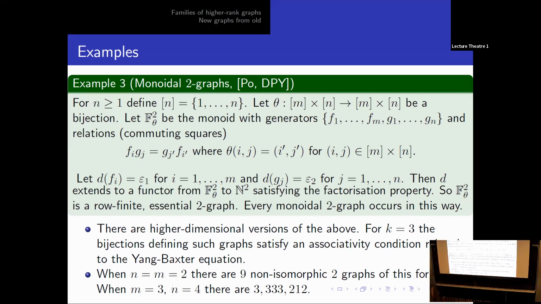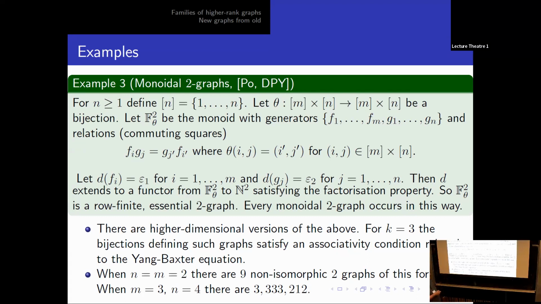Who said there are not enough k-graphs? I never said that. You just take n equals m equals 2. There are 9 non-isomorphic 2-graphs of this form. Basically, you just have to look at all the conjugacy types of bijections between 2 cross 2 and 2 cross 2. Only 9 diagrams you can draw, like the ones I drew on the board.